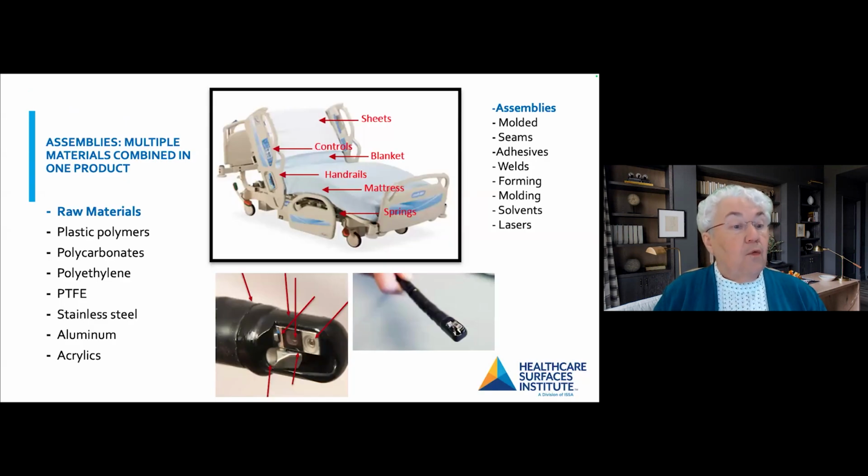So assemblies are raw materials such as plastics, stainless steel, other metals, acrylics, and they go in to make different things. And then the actual assemblies, you actually put them together. So how are they molded? How are they seamed together? What adhesives are used? So you've got to look at both raw materials and how they're all assembled to make those assemblies. So if you look at the bed, there's different parts of that, and each of them would need to be cleaned a little differently because they have different materials.